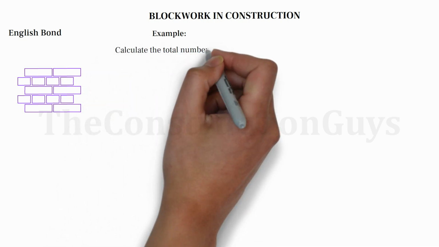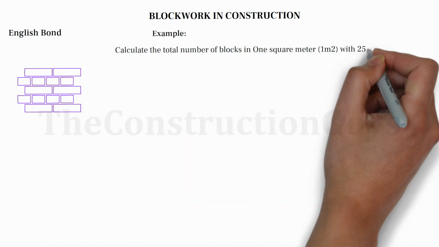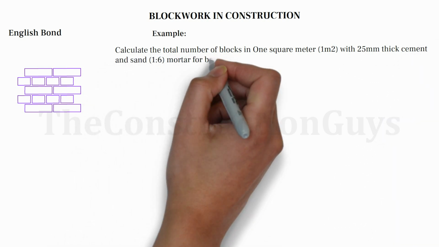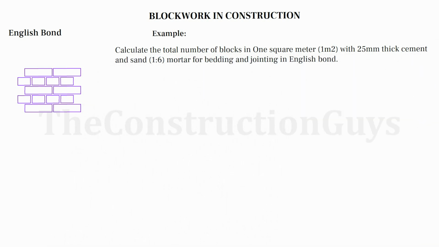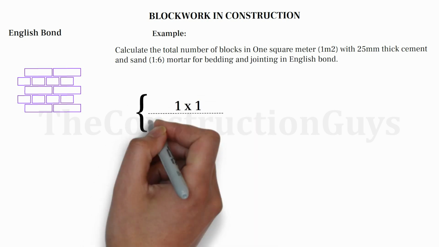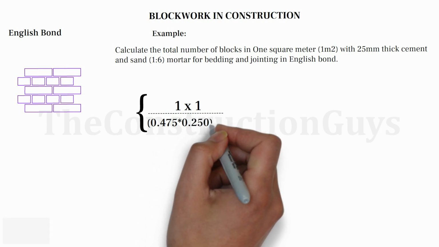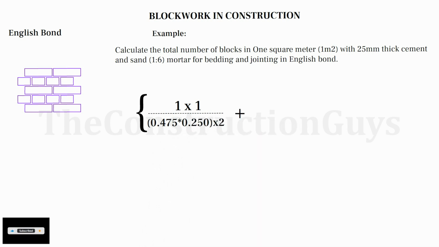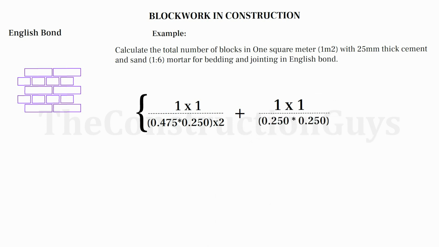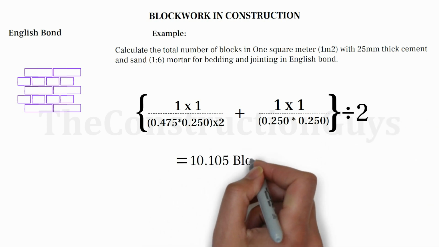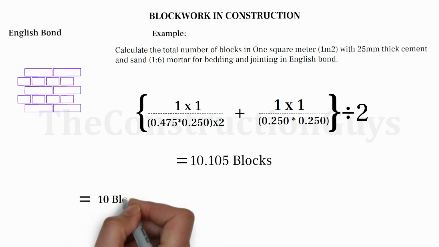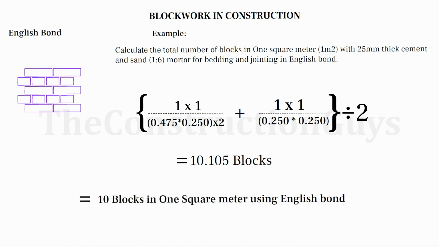Example: calculate the total number of blocks in 1 square meter with 25 mm thick cement and sand, 1:6 mortar for bedding and jointing in English bond. We have 1 multiplied by 1 divided by 0.475 multiplied by 0.25, all multiplied by 2, plus 1 multiplied by 1 divided by 0.25 multiplied by 0.25, bracket all divided by 2. We have 10.105 blocks. Approximately, we have 10 blocks in 1 square meter of English bond.